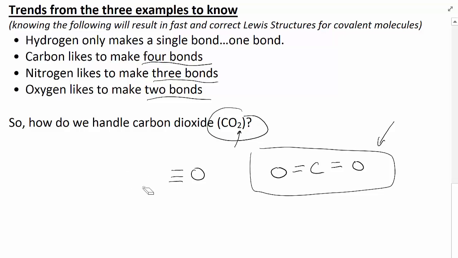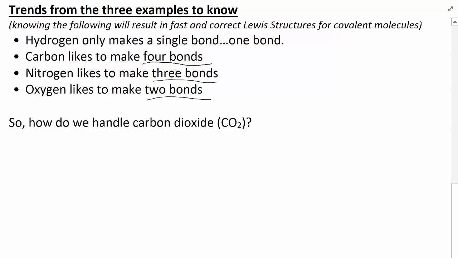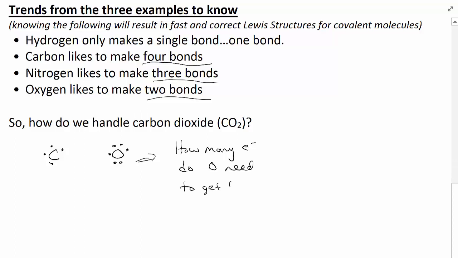So here's how you can go about thinking of this molecule and doing the whole thing with the Lewis dot structures. So here we go. Carbon has 1, 2, 3, 4 electrons. Here's an oxygen with 1, 2, 3, 4, 5, 6. So let's ask a question. How many electrons does the oxygen need to get an octet? So to get to 8 electrons, how many does it need? And the answer is it needs 2.